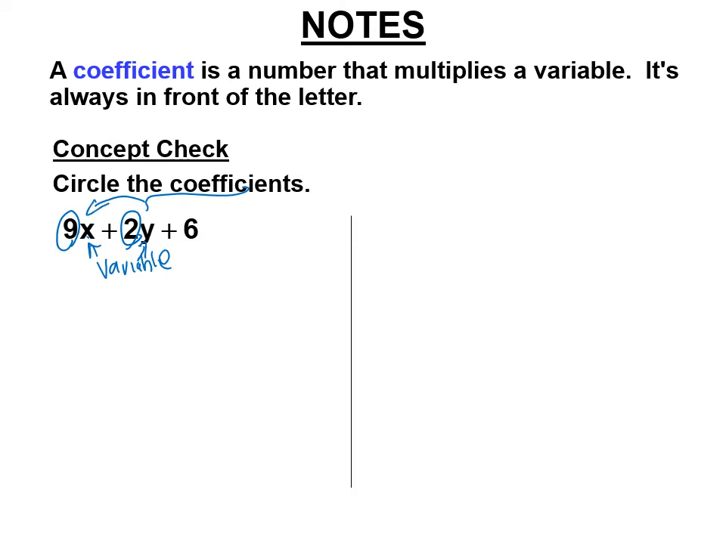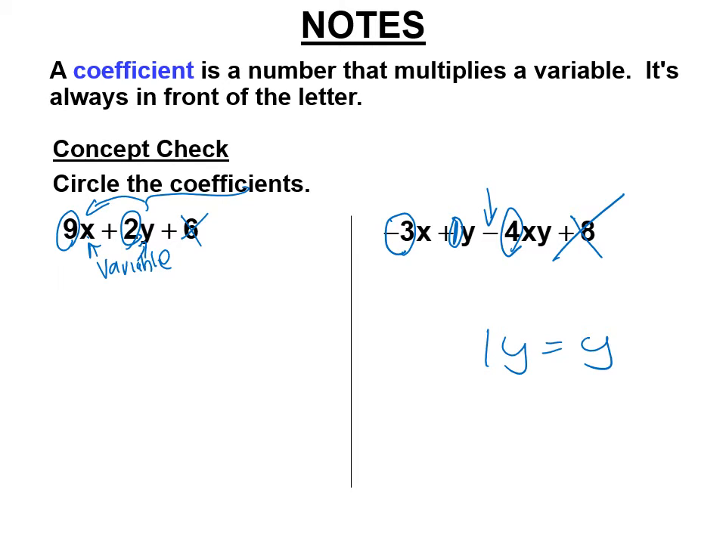6 is not a coefficient, because it's not multiplying a variable. So find the coefficients here. -3 is a coefficient, and 4 is a coefficient there. Now this is a minus sign. This was a negative sign in front of the 3, so it's part of the coefficient. That's a minus sign, and so it's different. And 8 is not multiplying any letters, but there is one more coefficient, and it's right there. What's the coefficient there? The coefficient there is 1, because we don't write 1y, we write y instead, but it still has a coefficient of 1.